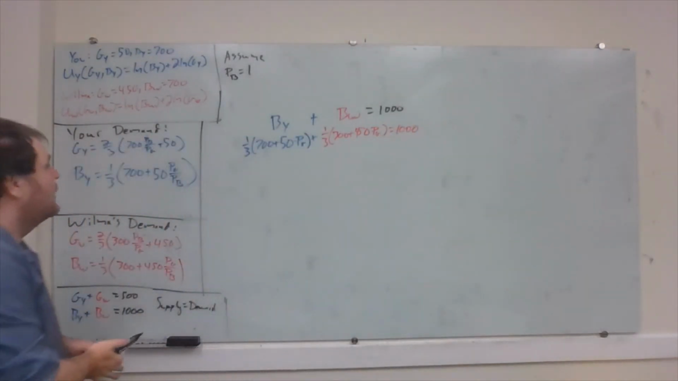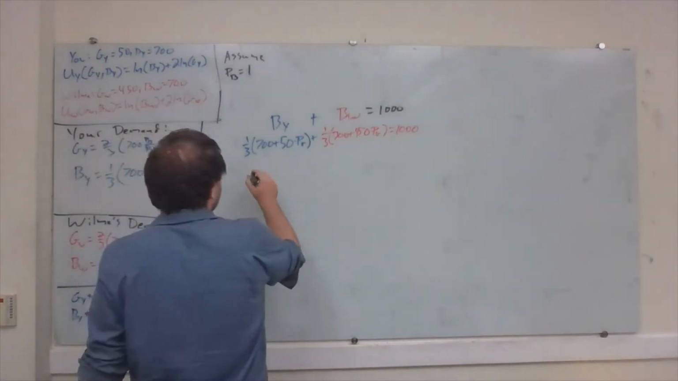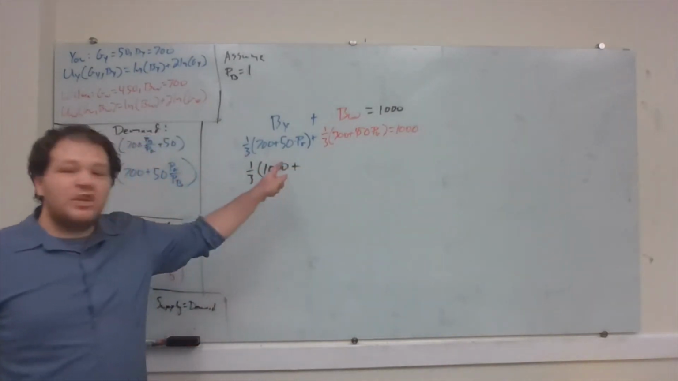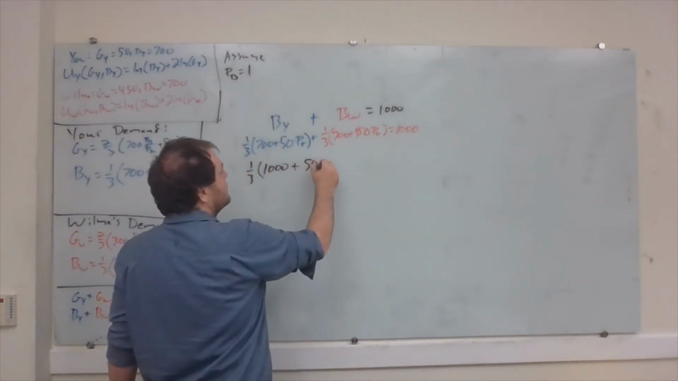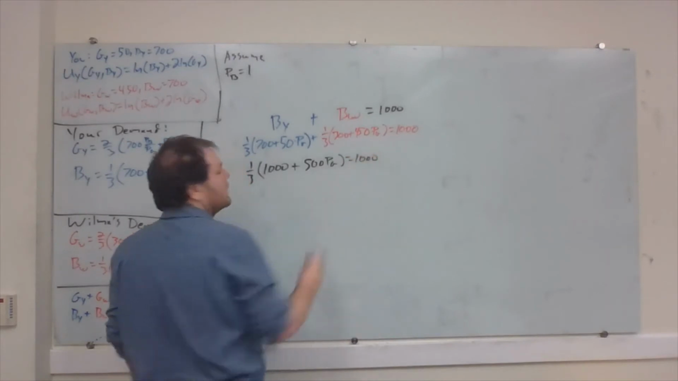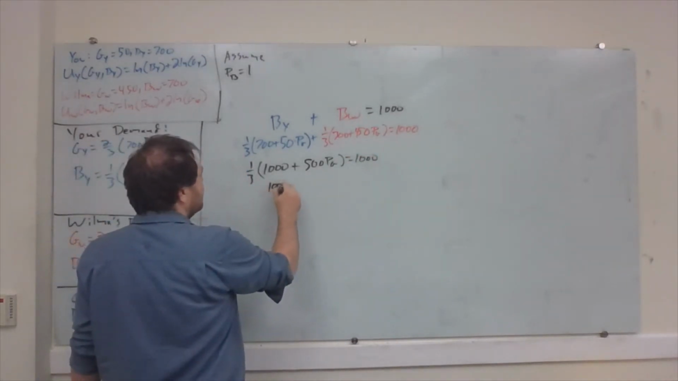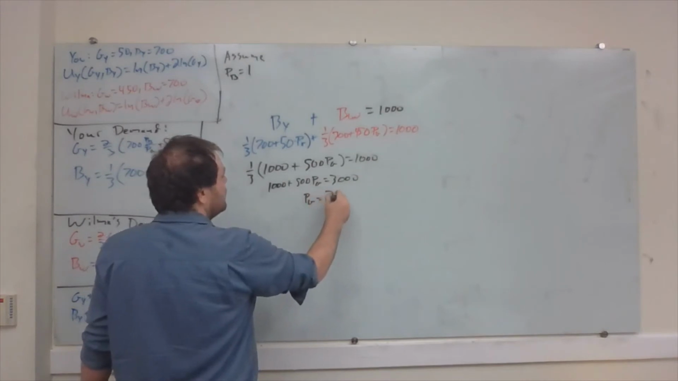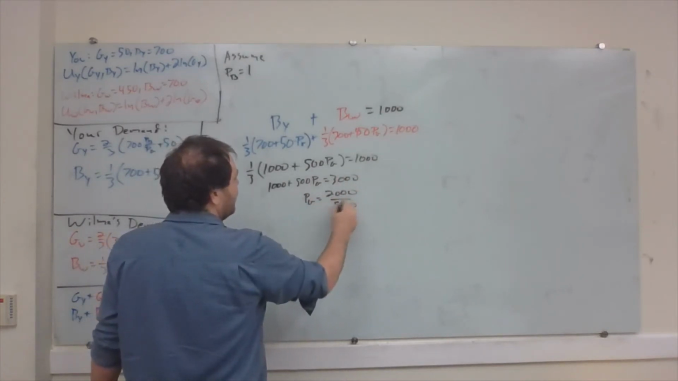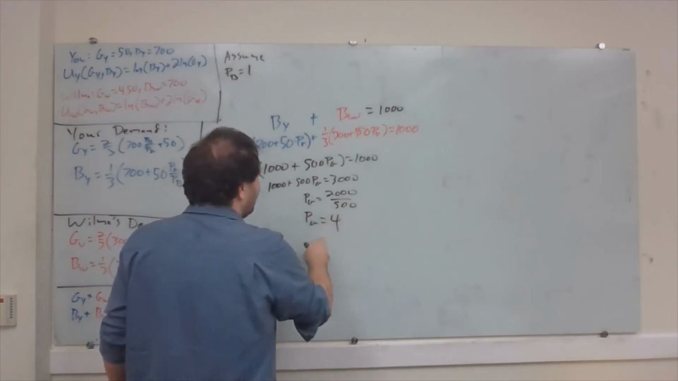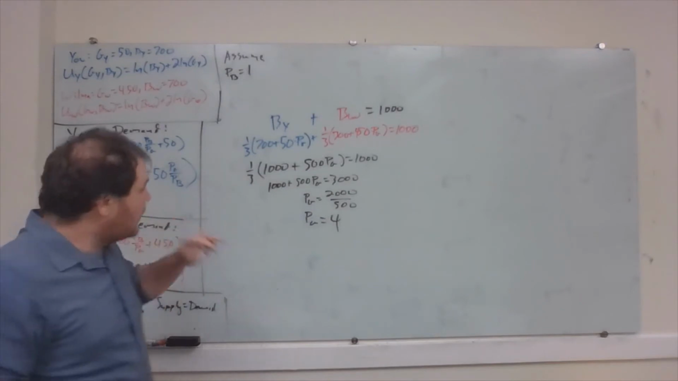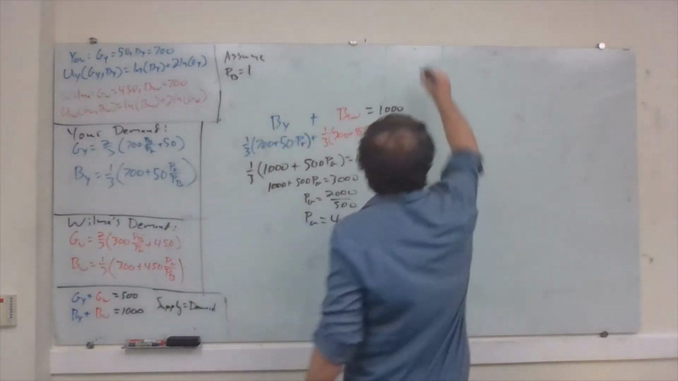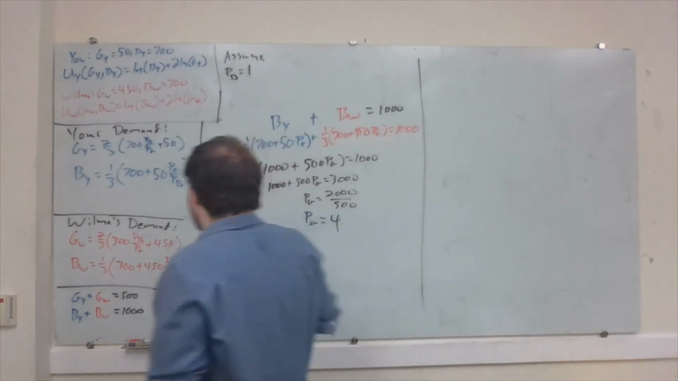Does this make sense? From here, we can just combine our terms. So this is going to be 1/3 times 700 plus 300, so 1,000, plus our PG terms, 50 plus 450, so plus 500 PG, has to equal 1,000. Let's multiply everything by 3, so 1,000 plus 500 PG has to equal 3,000, so PG has to equal 3,000 minus 1,000 over 500. So what's our price going to be? Our PG is going to equal 4. This makes sense? What we're saying is that each gallon of Gatorade is worth 4 cans of beefaroni. We all have to give up 4 cans of beefaroni in order to get a gallon of Gatorade.